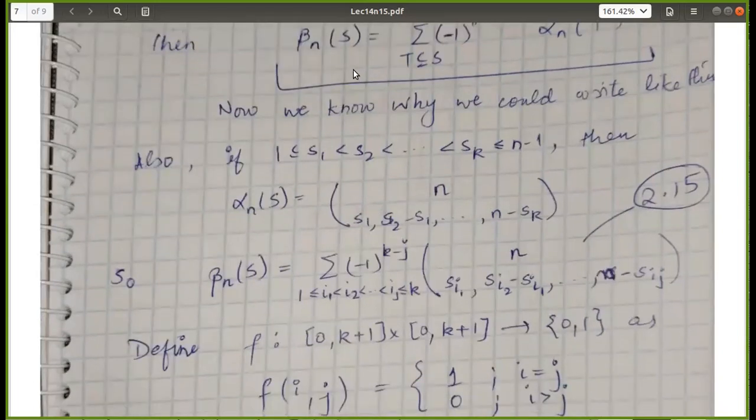So using the formula here, you know that beta n of S is this summation, with minus 1 raised to k minus j, and the multinomial coefficient n choose si1, si2 minus si1 and so on till n minus sij. All right. Now define a function f from 0 to k plus 1 cross 0 to k plus 1 to 0, 1.